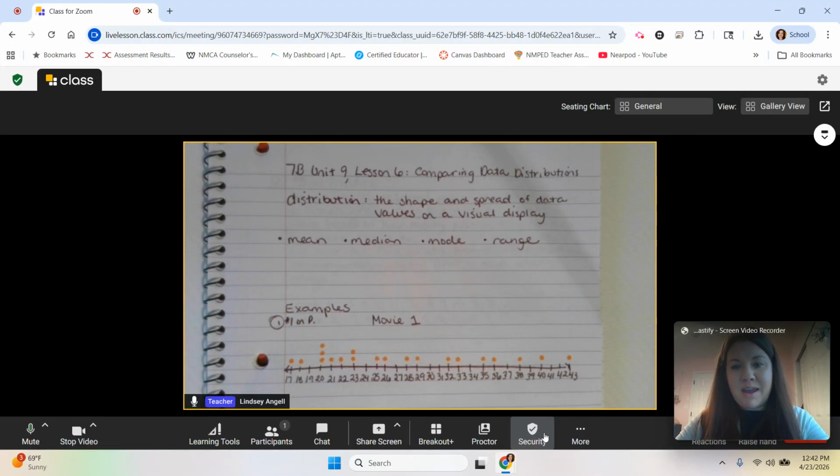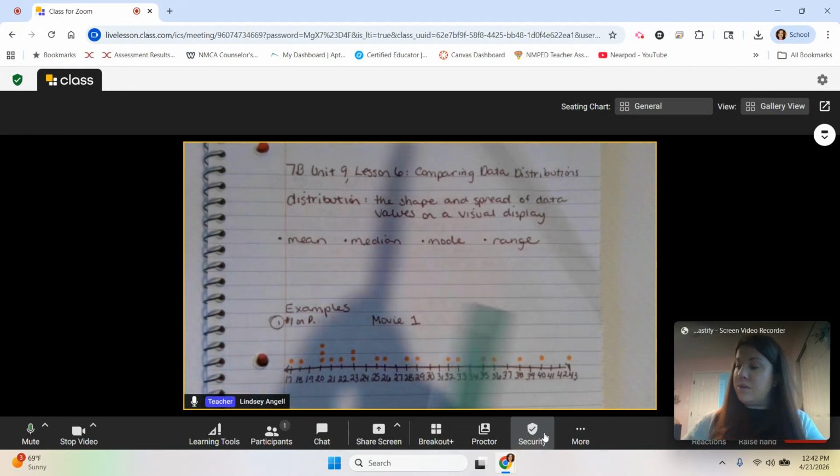Congratulations. Comparing data distributions. Okay, so we've talked about several different types of data distribution, and in terms of math, distribution means the shape and spread of data values on a visual display. The type that we're going to look at first is something called a dot plot.